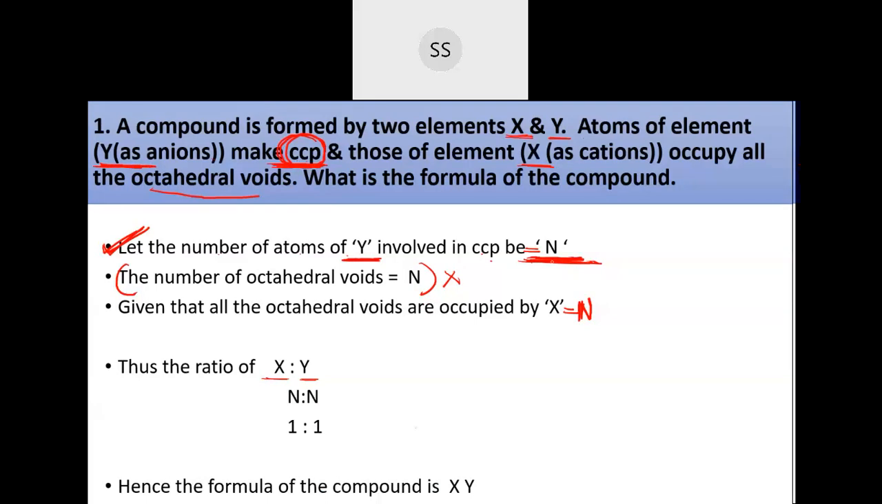And the next thing they have told you is that the X atoms are occupying the octahedral void. You know that if the number of atoms for CCP is N, then the octahedral voids also will be equal to N. So all the octahedral voids occupied by X is also equal to N. Now take the ratio. X is to Y ratio will be N is to N, that is 1:1. So the compound formula will be XY. For one X atom, we will have one Y atom. Yes. Now write down this answer. Now write down the second one. Write down this.